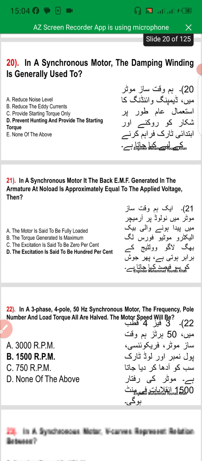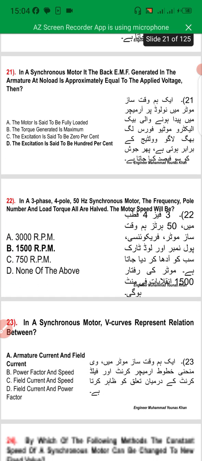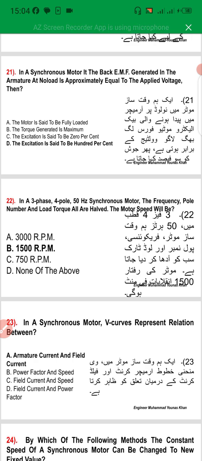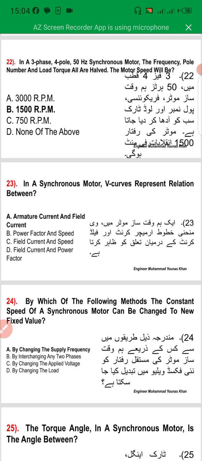In a synchronous motor, the damping winding is generally used to prevent hunting and provide the starting torque. In a synchronous motor, if the back EMF generated in the armature at no load is approximately equal to the applied voltage, then the excitation is said to be 100%. In a 3-phase 4-pole 50 Hz synchronous motor, if the frequency, pole number and load torque all are halved, the motor speed will be 1500 rpm.